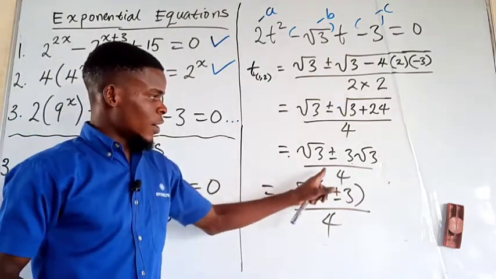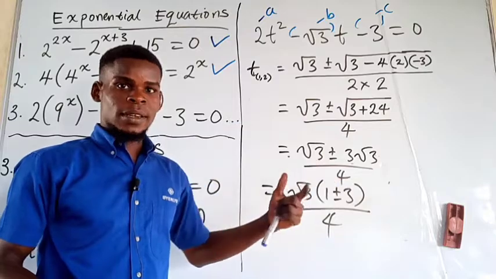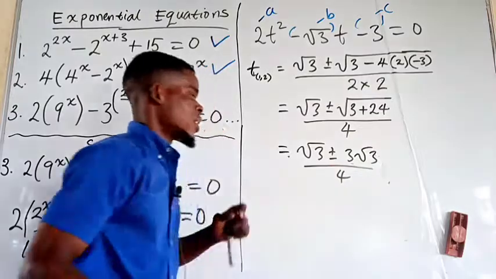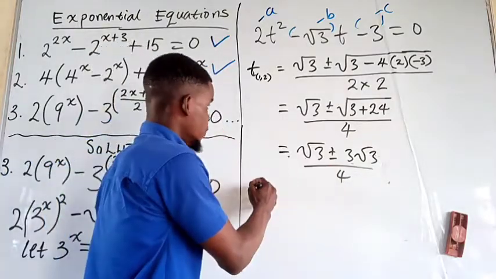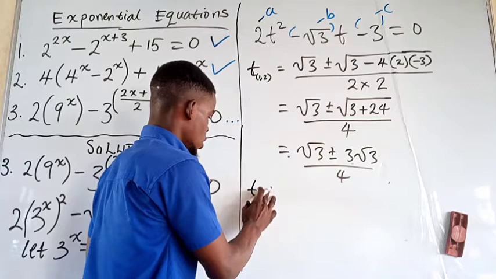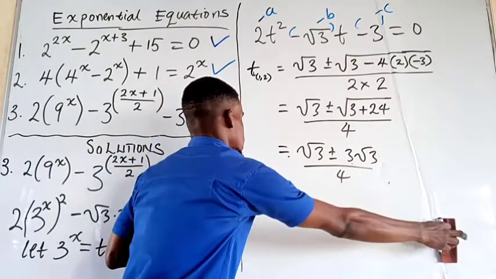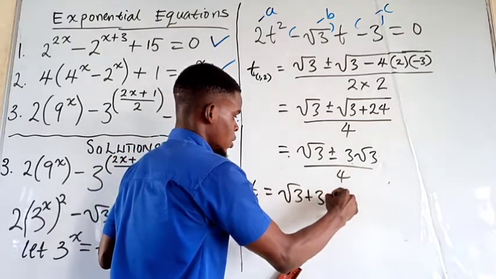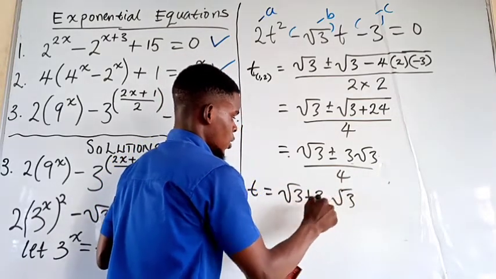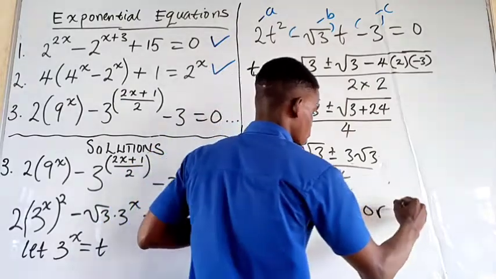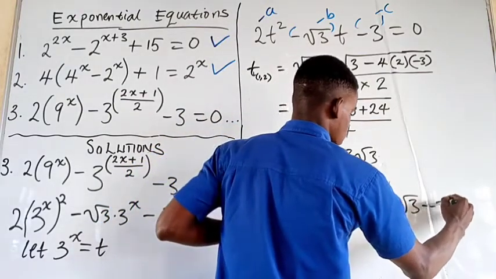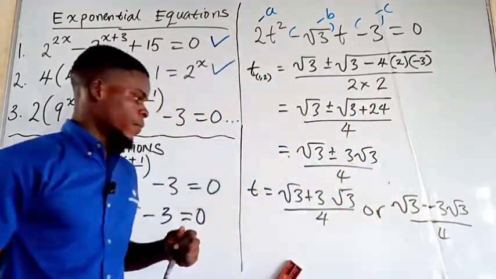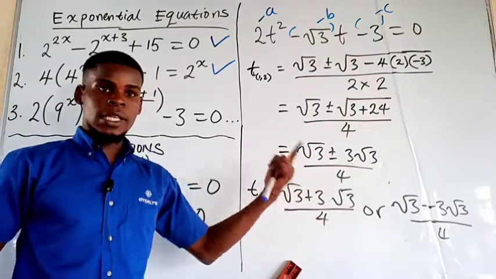When we factor the root 3, we are going to have 1 here plus or minus 3. Maybe let's just split it first. Here we are going to have t1, 2. In fact, let's just say that t will be square root of 3 plus 3 root 3 divided by 4, or square root of 3 minus 3 root 3 divided by 4. Okay, so split it into 2, the plus and the minus case.